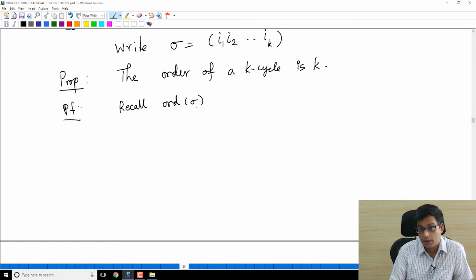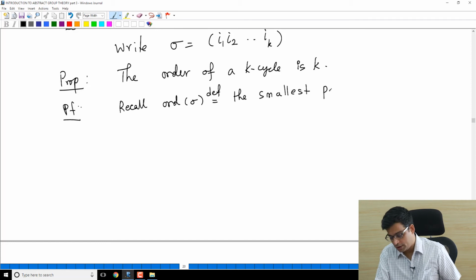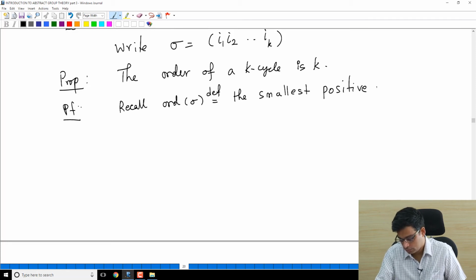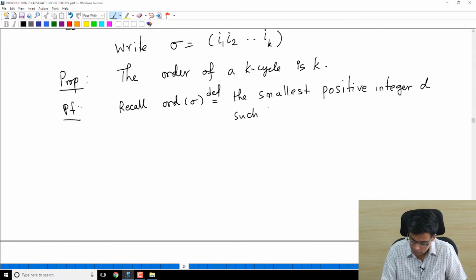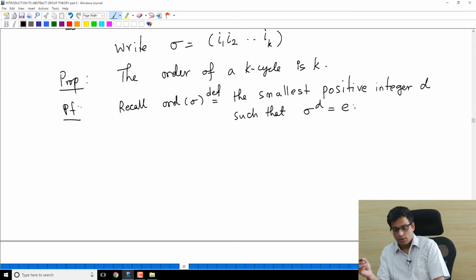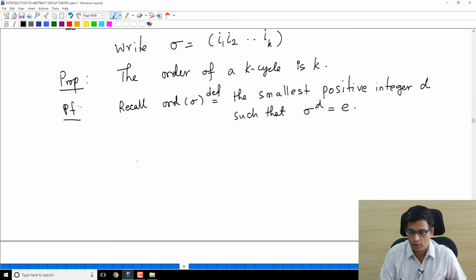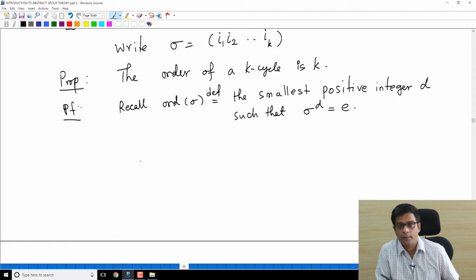In general, the order of sigma would be, by definition, the smallest positive integer d such that sigma to the d is the identity element. So we want to show that sigma to the k is the identity and sigma to any smaller power is not the identity. In order to do that, let's find out what the powers of sigma are.